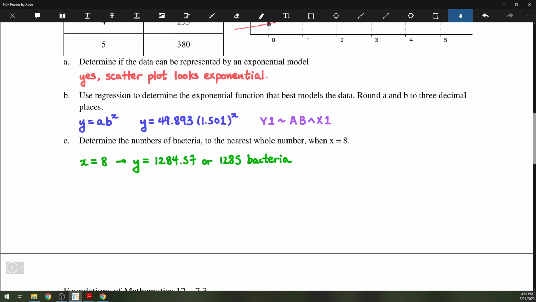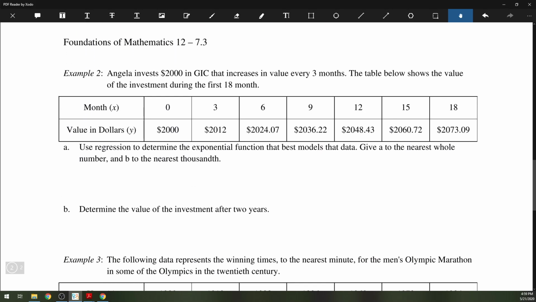Okay, let's look at another example. One that will be quite familiar to us is about compound interest. So here it says Angela invests $2,000 in GICs that increase in value every 3 months. So that will be compounded quarterly. The table below shows the value of the investment during the first 18 months. We're going to use an exponential function to model the data, and because it's compound interest, we already know it has to be of the form y equals a times b to the x power.